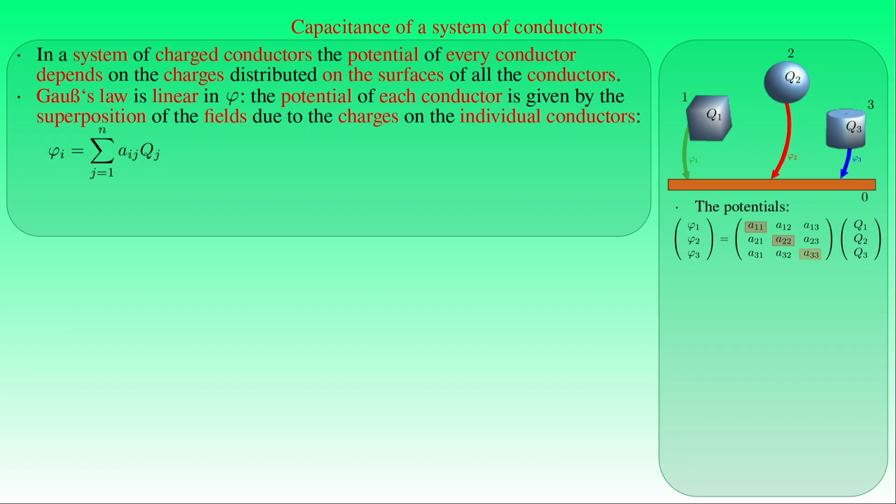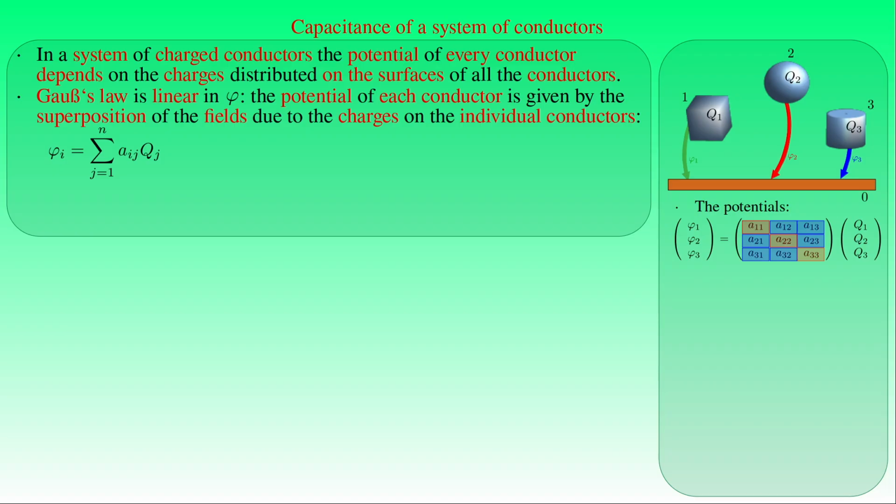Each diagonal element of this matrix represents the contribution of the charge on a given conductor to its own potential. The diagonal elements therefore describe the self-capacitance of the conductors. The off-diagonal elements A sub ij of the coefficient matrix represent the contribution of the charge on the electrode i to the potential on the electrode j, and are known as mutual potential coefficients.